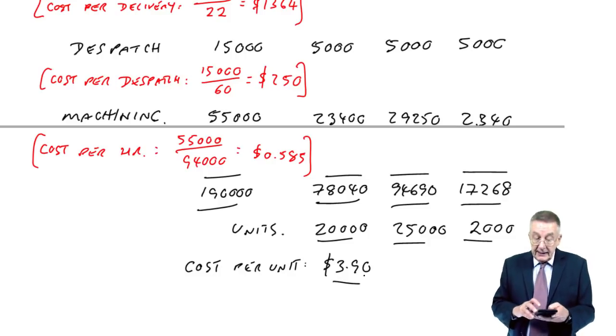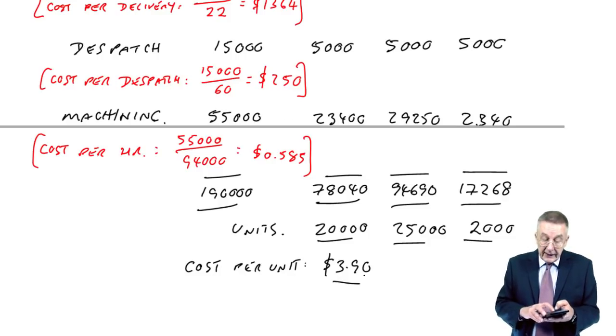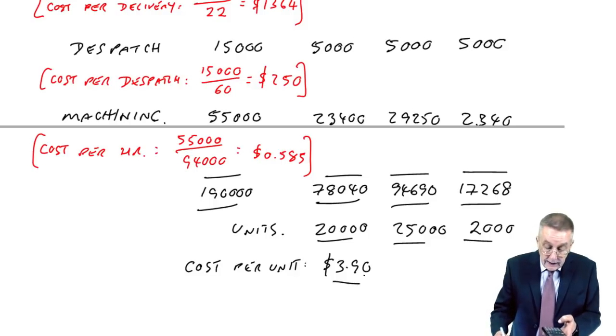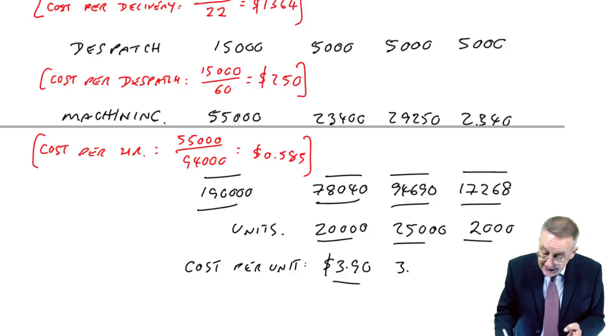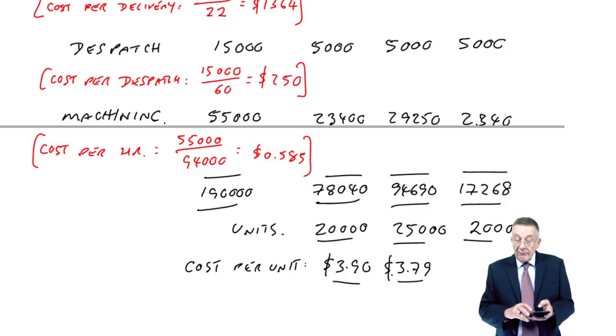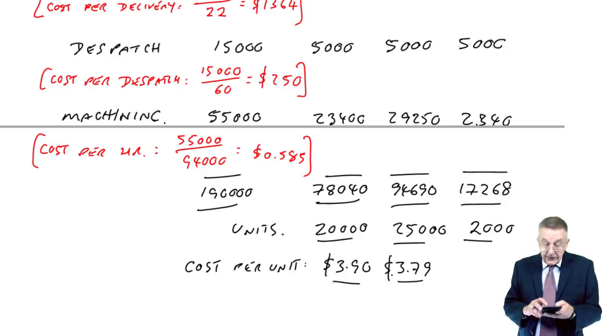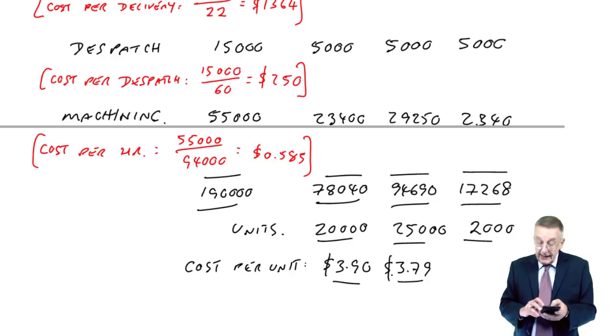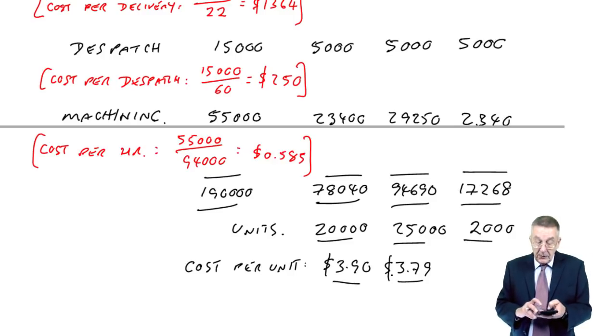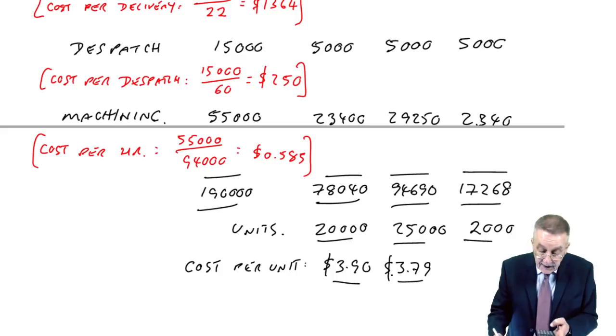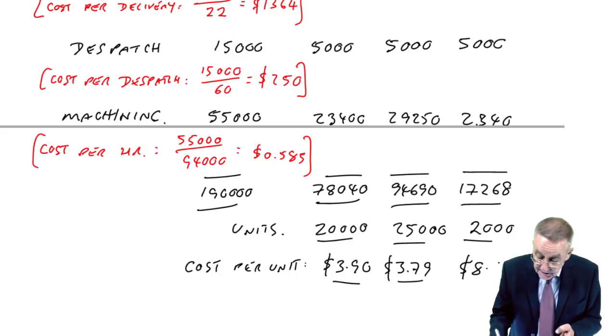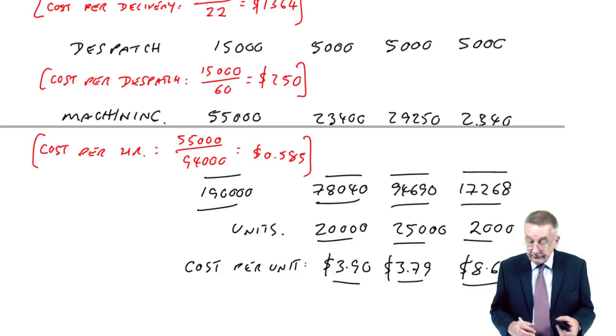And here I certainly will go to the nearest cent, because we're now getting to unit costs. B, 94,690 divided by 25,000 is $3.79 per unit. And finally, C, 17,268 divided by 2,000 is $8.63.